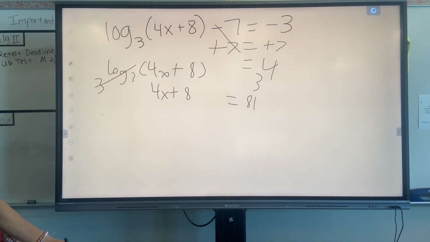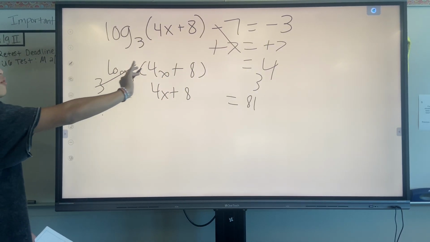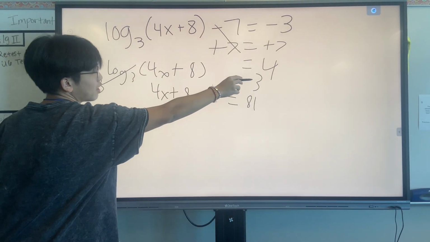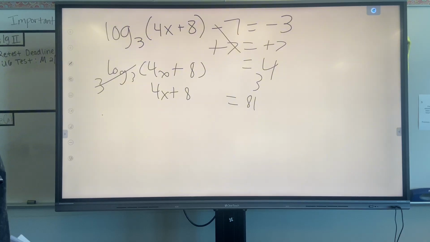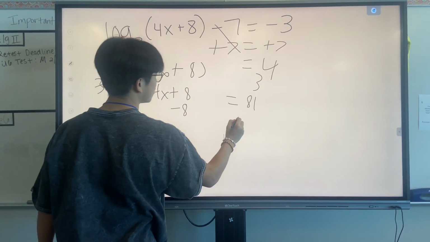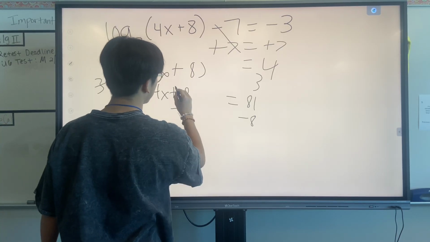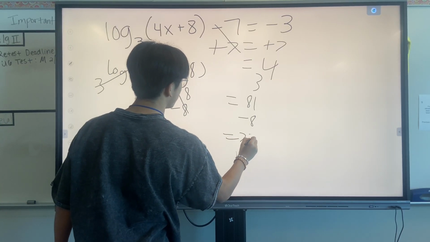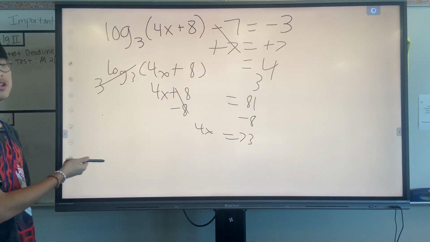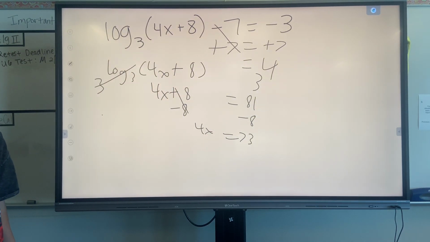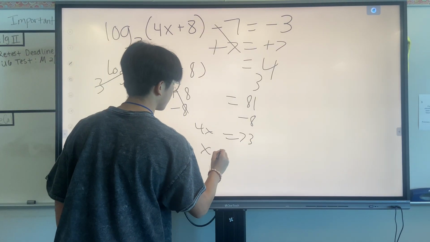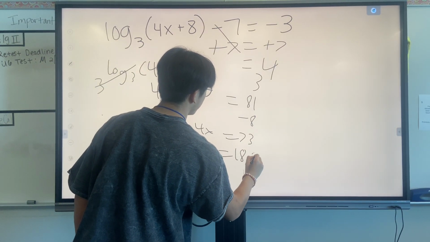So as not to waste time, you don't have to rewrite the entire equation just to put the 3 down. You can just put the 3 right there, and then put the 3 right there as well. And then you will solve like normal. Subtract 8 on both sides. And then you cancel these out. You'll get 4x equals 73. Now, can someone put this into the calculator and tell me? Okay, thank you. 18.25.